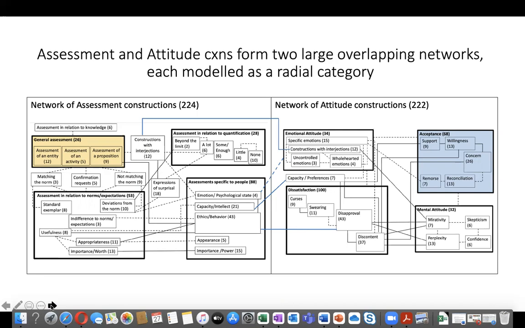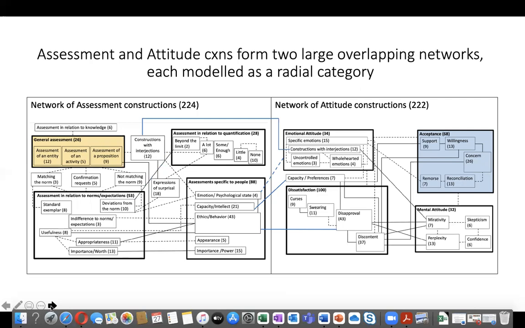Okay, so assessment and attitude constructions form two large and partially overlapping networks. We model these networks as two radial categories, each centered around a local prototype. Large boxes like this visualize clusters of constructions, and smaller boxes represent families. Dashed lines between boxes connect clusters and families that are related conceptually, and solid lines indicate overlaps between the groups when they involve some of the same individual constructions. Numbers in parentheses are type frequencies for each family and cluster.